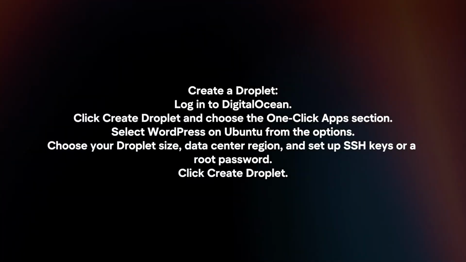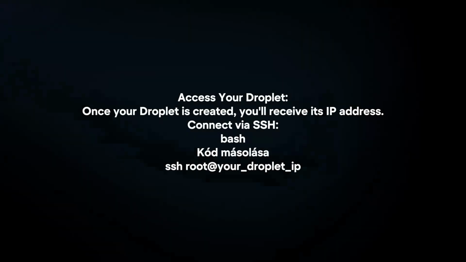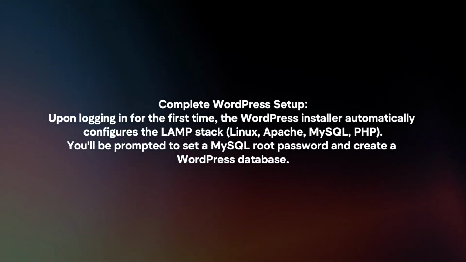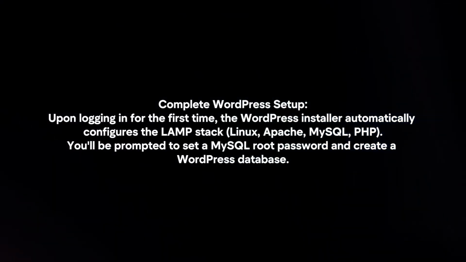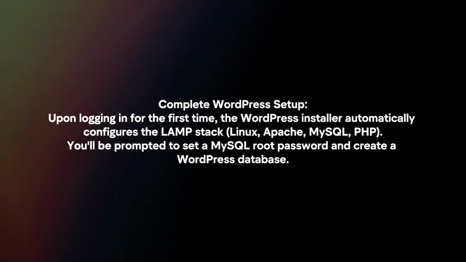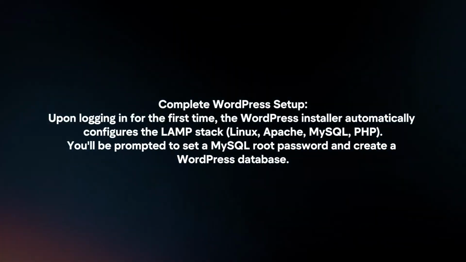Click Create Droplet. Access your droplet. Once your droplet is created, you will receive its IP address. Connect via SSH. Complete WordPress setup. Upon logging in for the first time, the WordPress installer automatically configures the LAMP stack. You'll be prompted to set up MySQL root password and create a WordPress database.